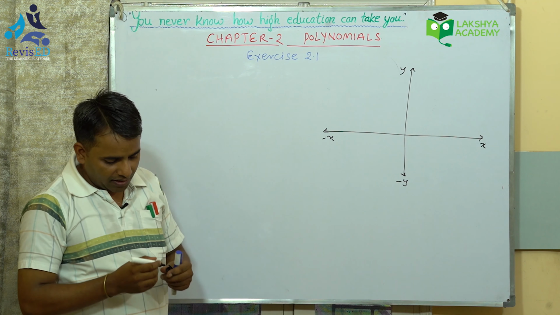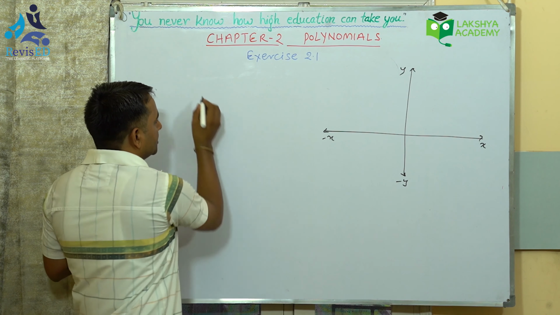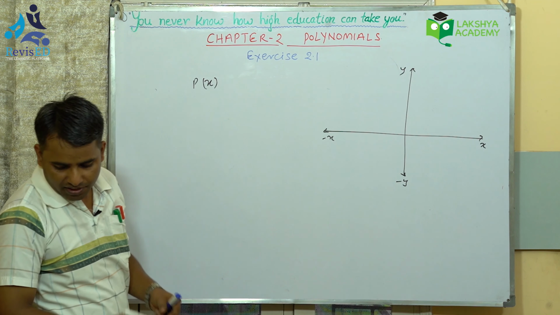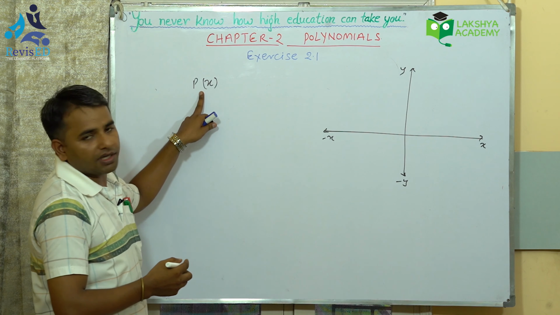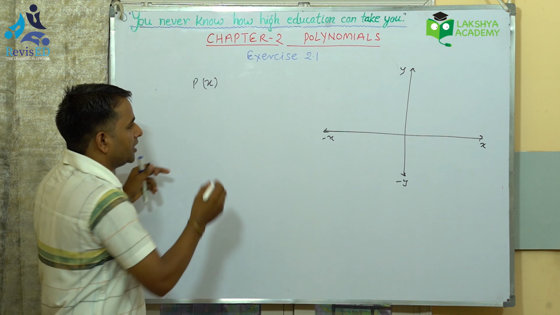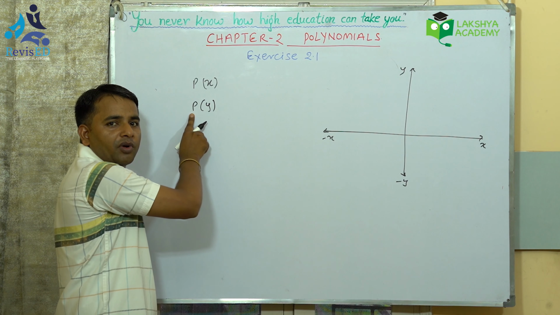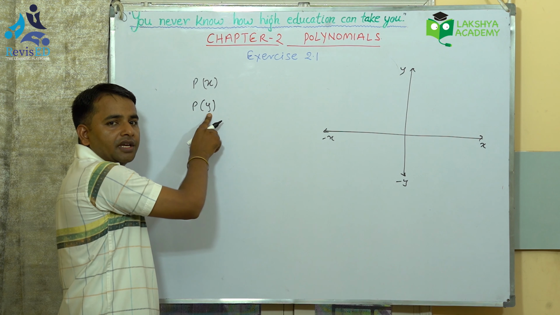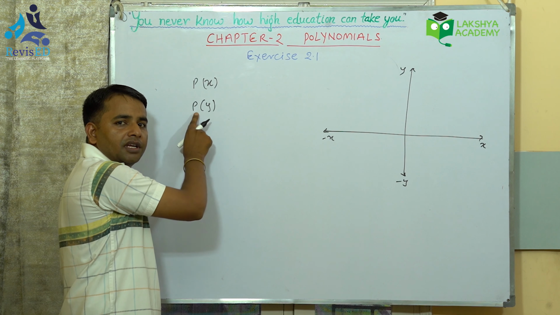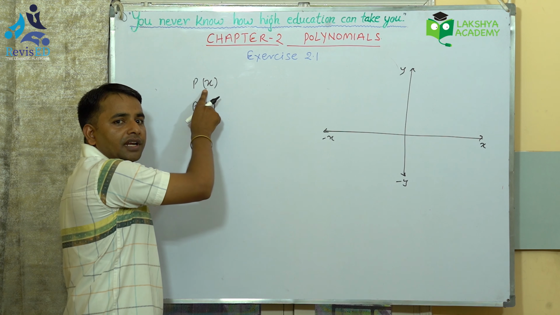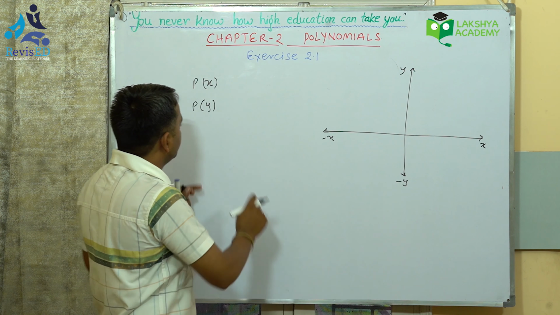If I draw simply a graph of the p(x), p(x) means this is any polynomial in variable x. If I write p(y), this means p stands for the polynomial and y is the variable. So p(y) means polynomial in variable y, p(x) means polynomial in variable x. Now see that there is a difference in both.